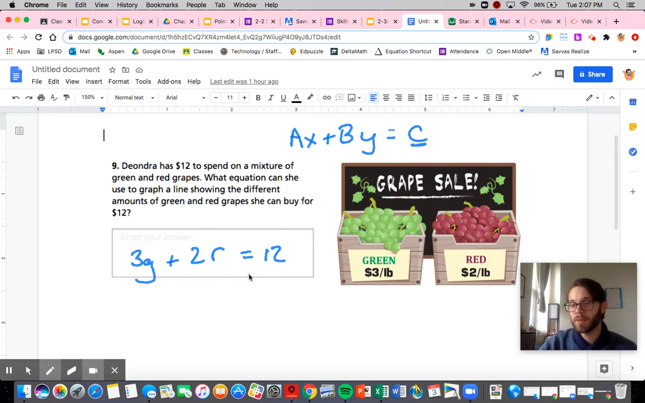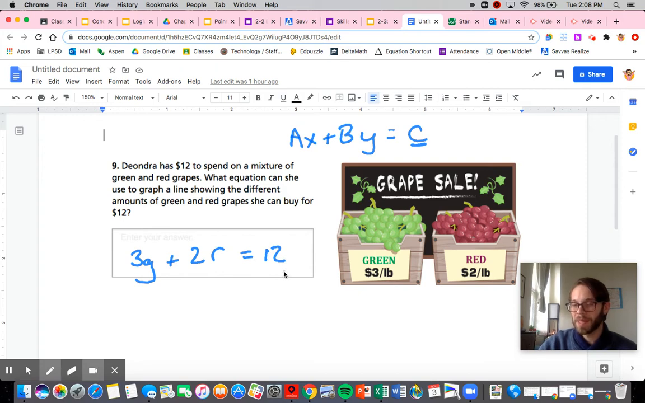Now, there's not actually one specific solution to this. There's a whole line of solutions to this problem, right? That's actually what the line is telling you. The line is telling you all the different potential combinations you could have of red and green grapes that will add up to $12.